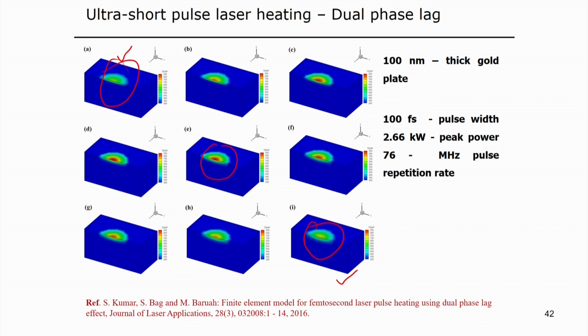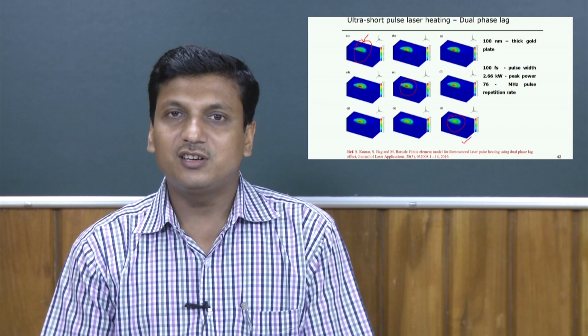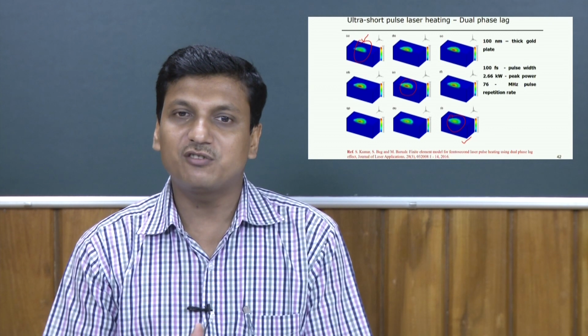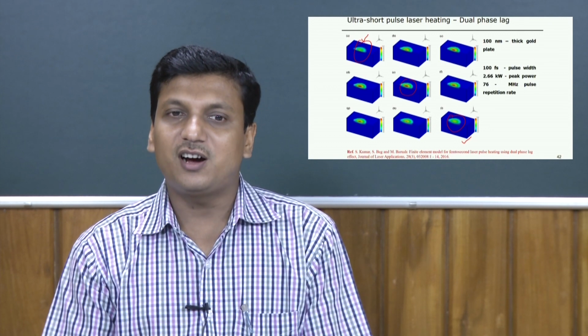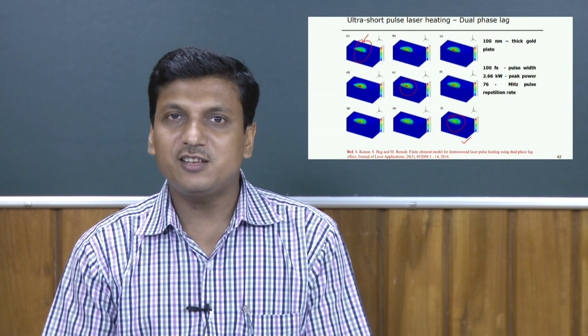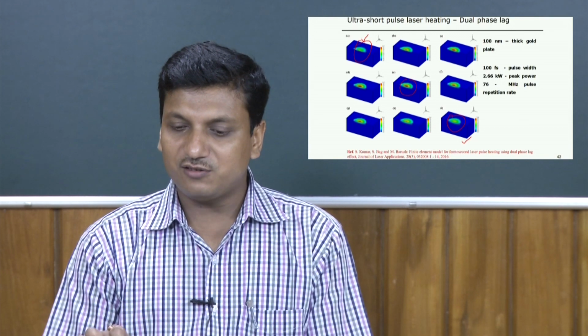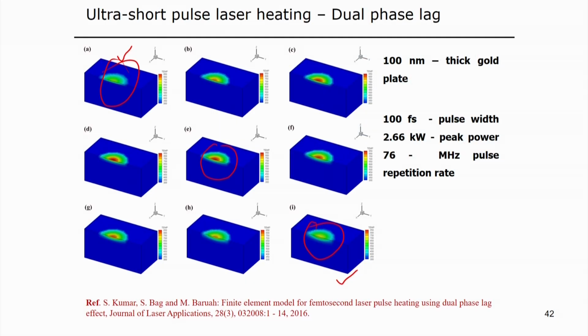So, of course, this simulation has been performed using the effect of the dual phase lag over a 100 nanometer thick gold plate, and in this case a 100 femtosecond pulse width has been used, where the peak power is very high, 2.66 kilowatt, and the pulse repetition rate, or frequency, is 76 megahertz. So, with these conditions we can find out that there is a clear effect of the relaxation time in the case of the ultra short pulse laser heating process.